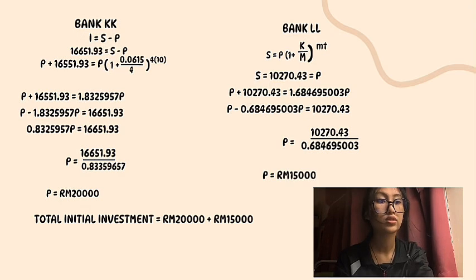To find the total initial investment, we add the amounts invested in both banks. That gives us a total of 35,000. This completes the solution. Mr. Salvaraj's total initial investment across both banks 10 years ago was 35,000 in total.